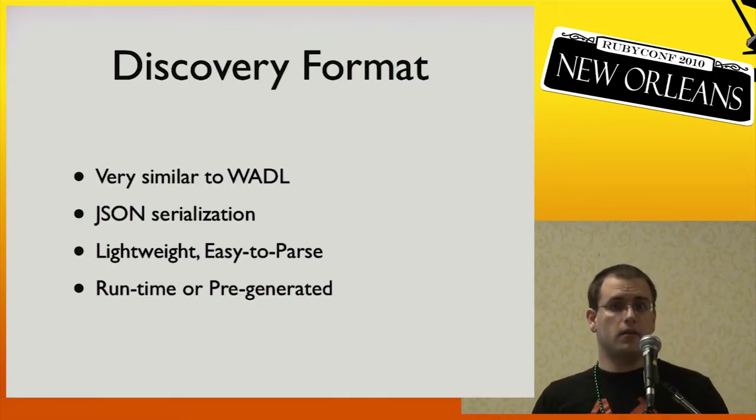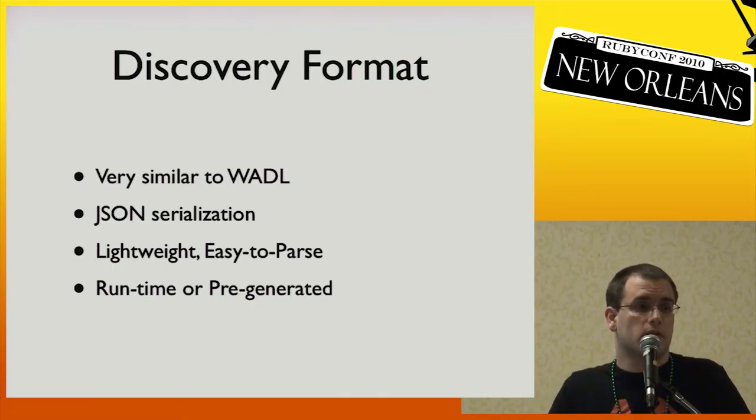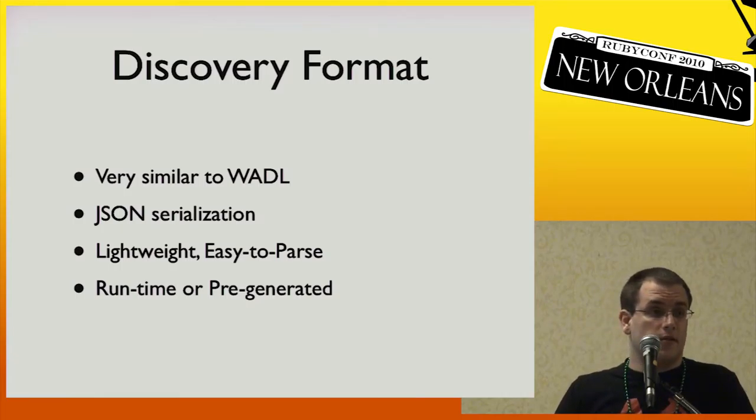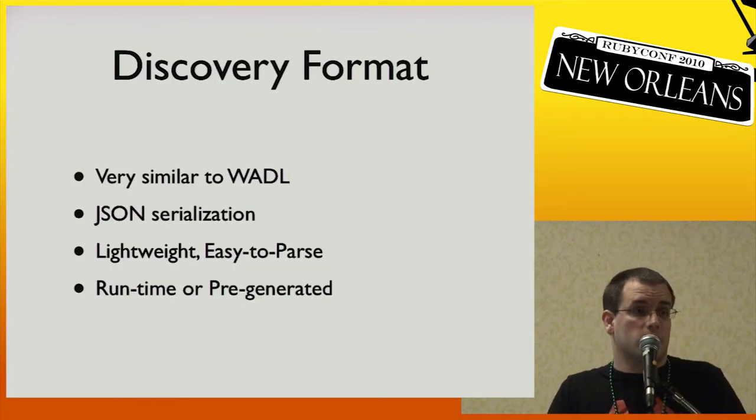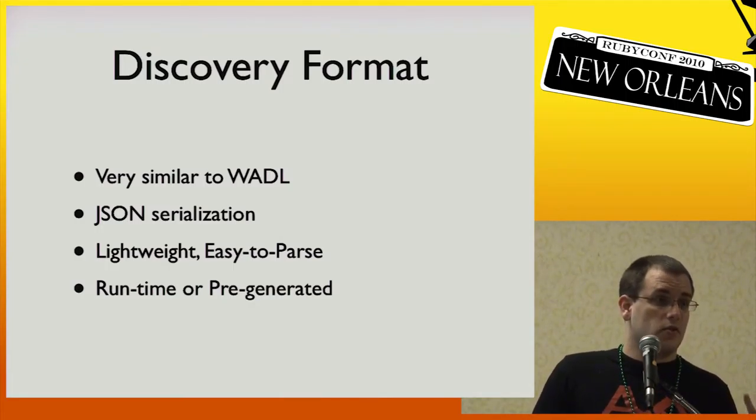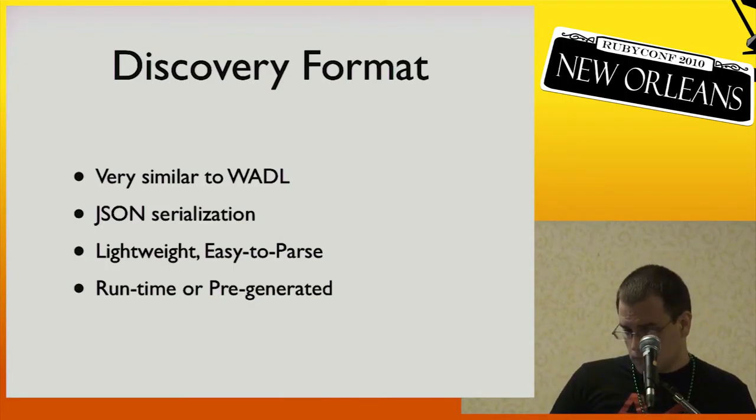Like I said, it's lightweight, it's easy to parse. There's a much lower overhead, which is extremely important when you're trying to deal with a mobile client like the iPhone or Android. And another interesting property is you can essentially pre-generate wrappers that will allow you to bypass much of the overhead and the round trip of actually hitting the discovery endpoints. And that's extremely valuable on mobile as well.